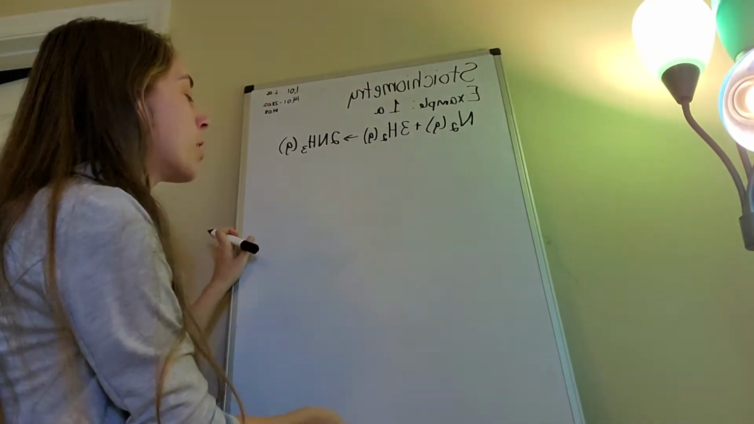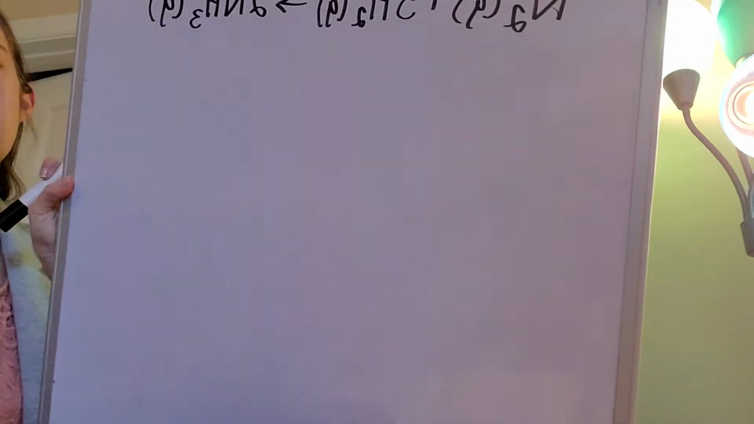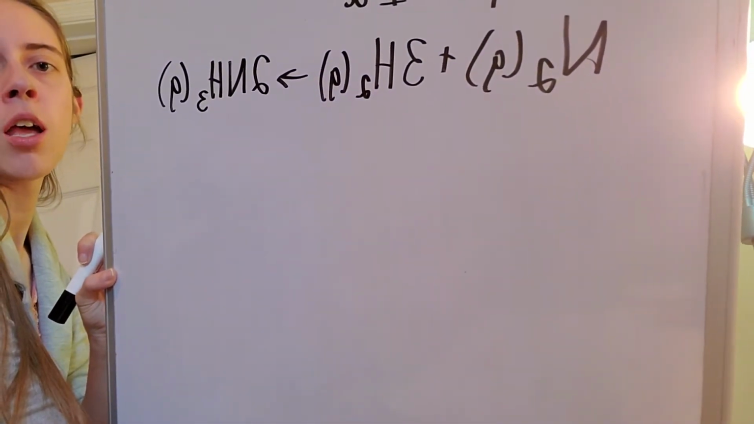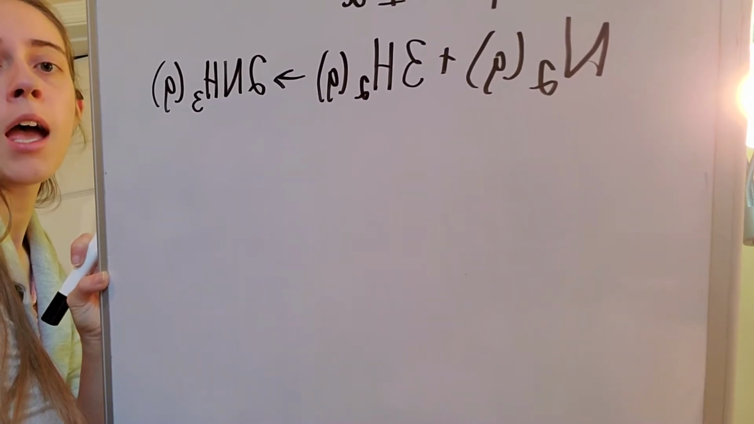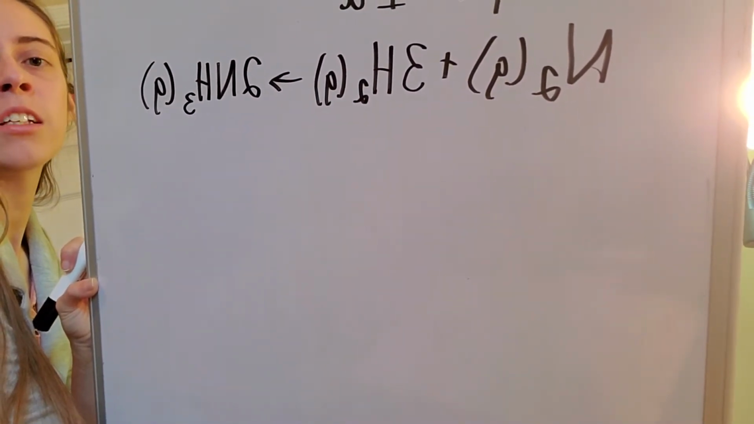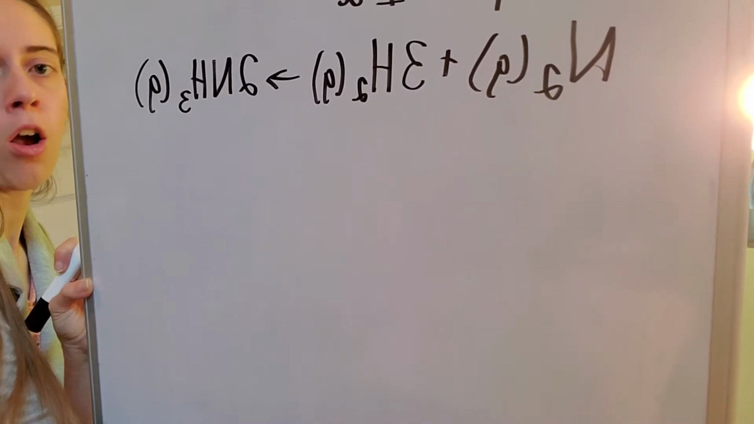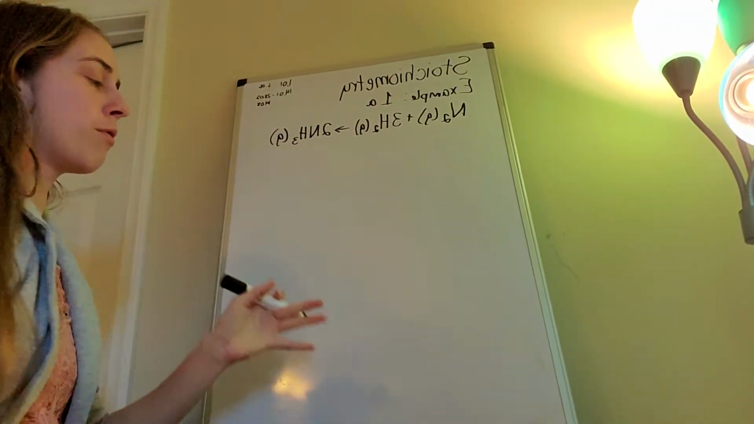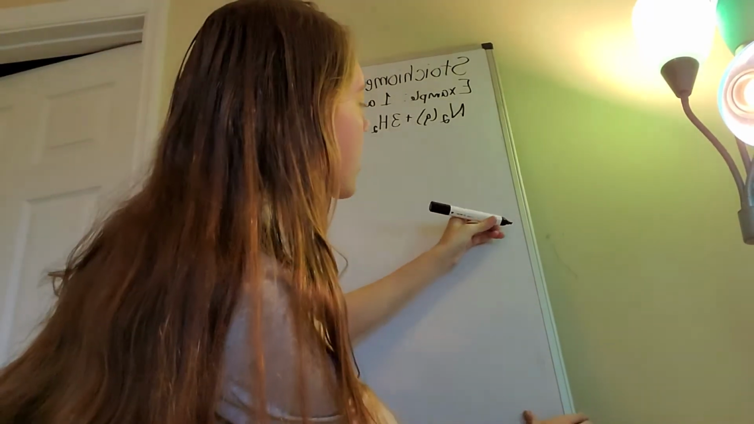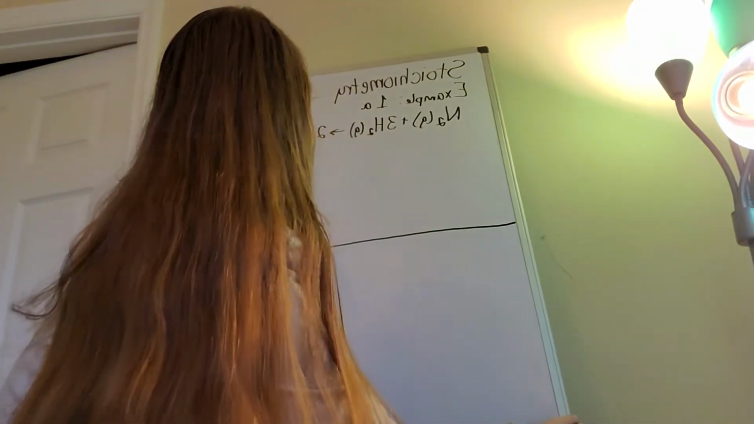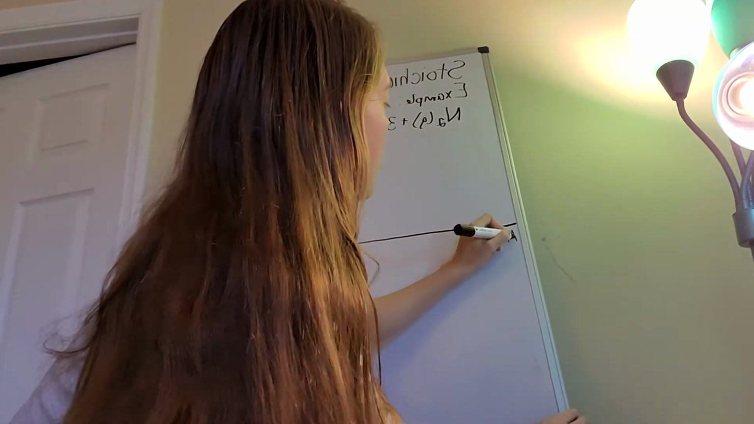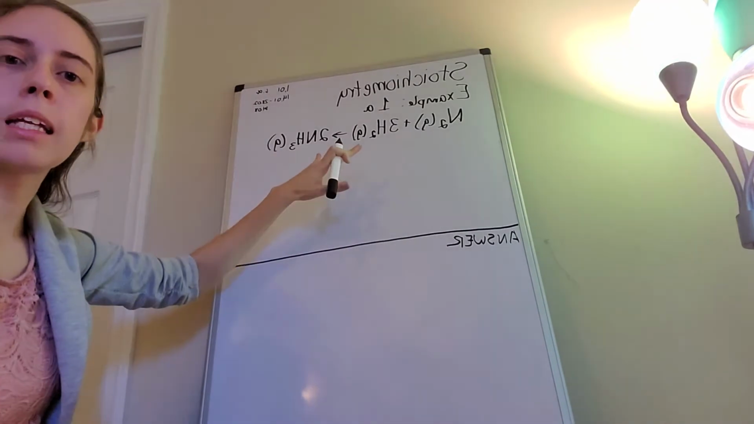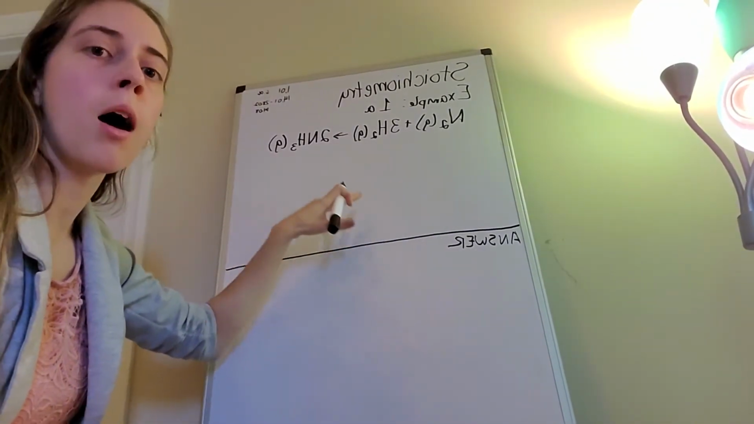So I'm going to do 1A, which is this one, N2 nitrogen plus 3H2 hydrogen gives us the product of 2NH3. All of these are gases, okay? So let's get started. First of all, I'm going to put all of the things that I would expect you to write in the answer box down here, and any of my miscellaneous calculations that wouldn't need to go in the answer box up here.